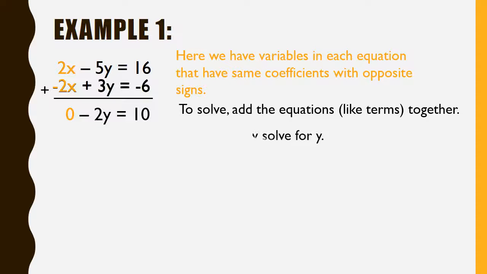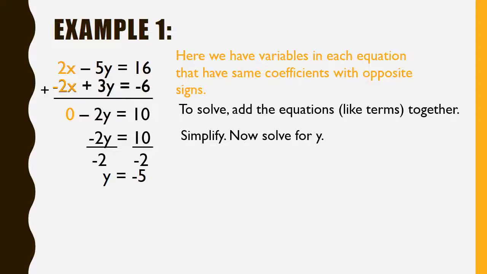So we're going to simplify that, and we get negative 2y equals 10. Now we can just solve for y by undoing the multiplying by negative 2. So divide both sides by negative 2, and we get y equals negative 5. So now we have one of our variables.